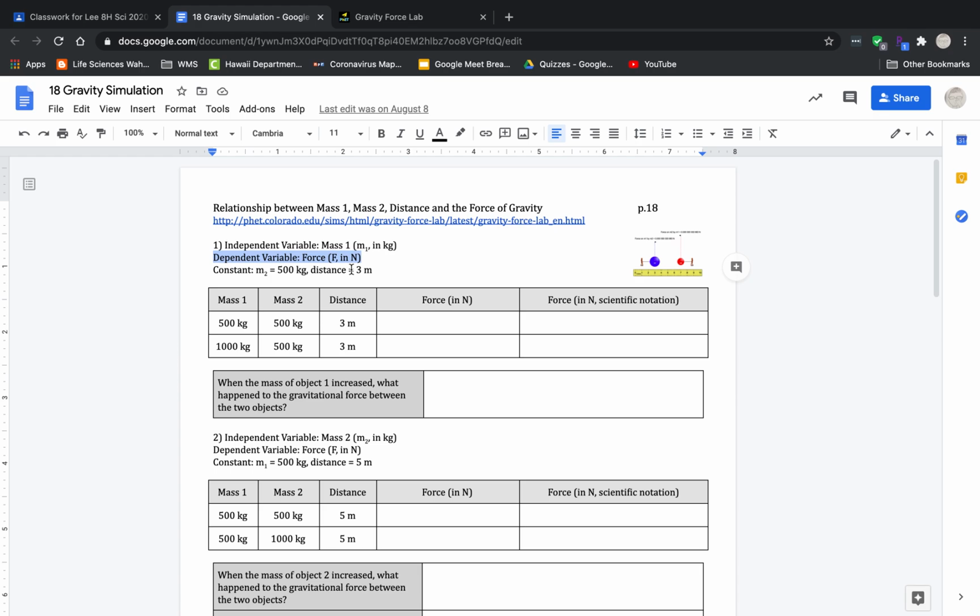But to make a good experiment, you need to have some constant variables. So in this case, let's keep mass 2 the same. We're going to keep mass 2 at 500 kilograms both times. And we're going to keep distance the same, at 3 meters both times. So for a good experiment, you want to have one independent variable, which in this case would be mass 1, and everything else needs to be the same. So mass 2 has to be the same, and distance has to be the same. So let's start finding the force in terms of newtons.